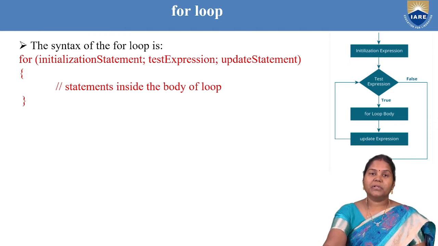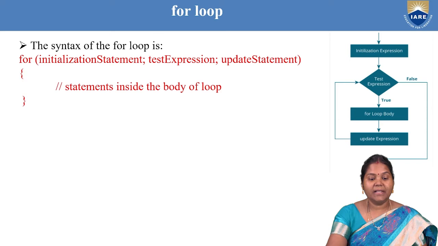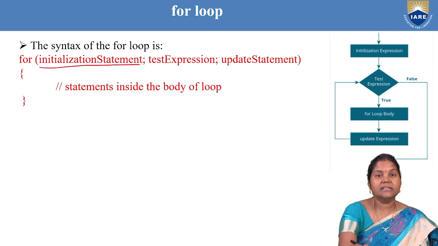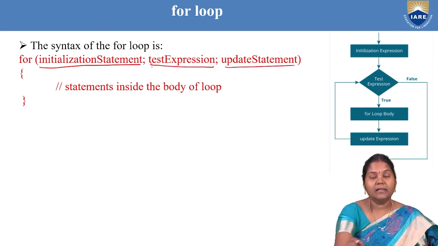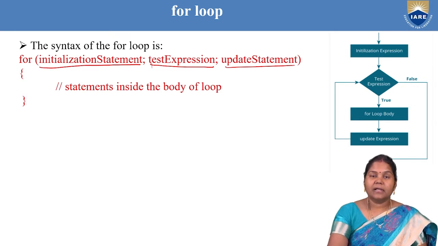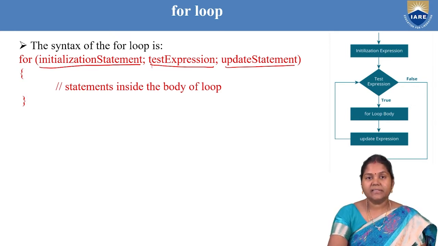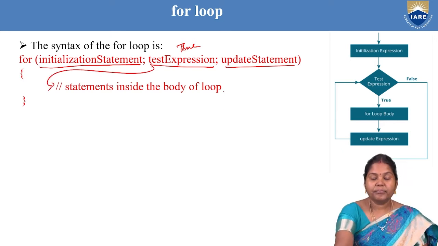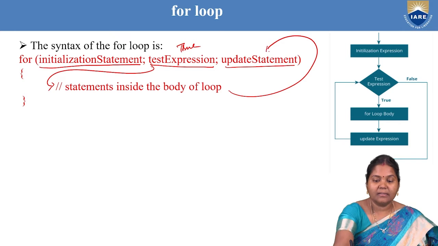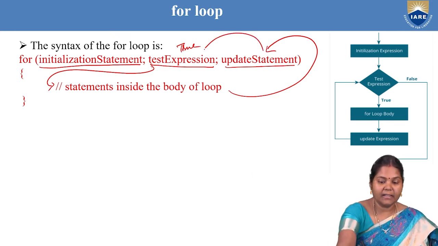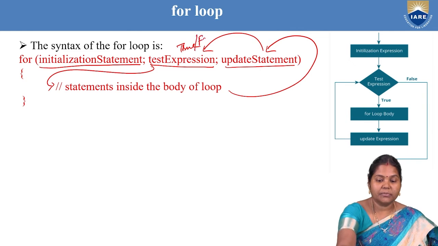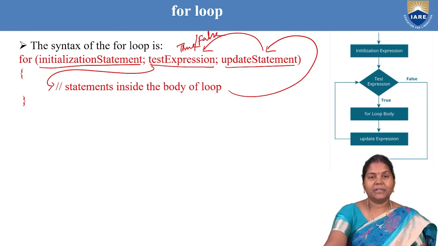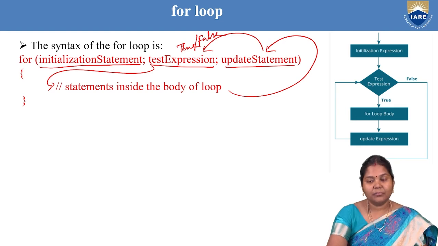Next, we will talk about the syntax of the for loop. The syntax contains 3 arguments: first is the initialization statement, then the test condition, and then the update statement. First, in the initialization statement, you can initialize any variable. Then the test condition will be evaluated. If the condition becomes true, then it will enter into the body of the loop, and after executing the body of the loop, the update statement will be executed, and again the condition will be tested. This loop will be executed while the condition is satisfied. When the condition becomes false, it will come out of the for loop.